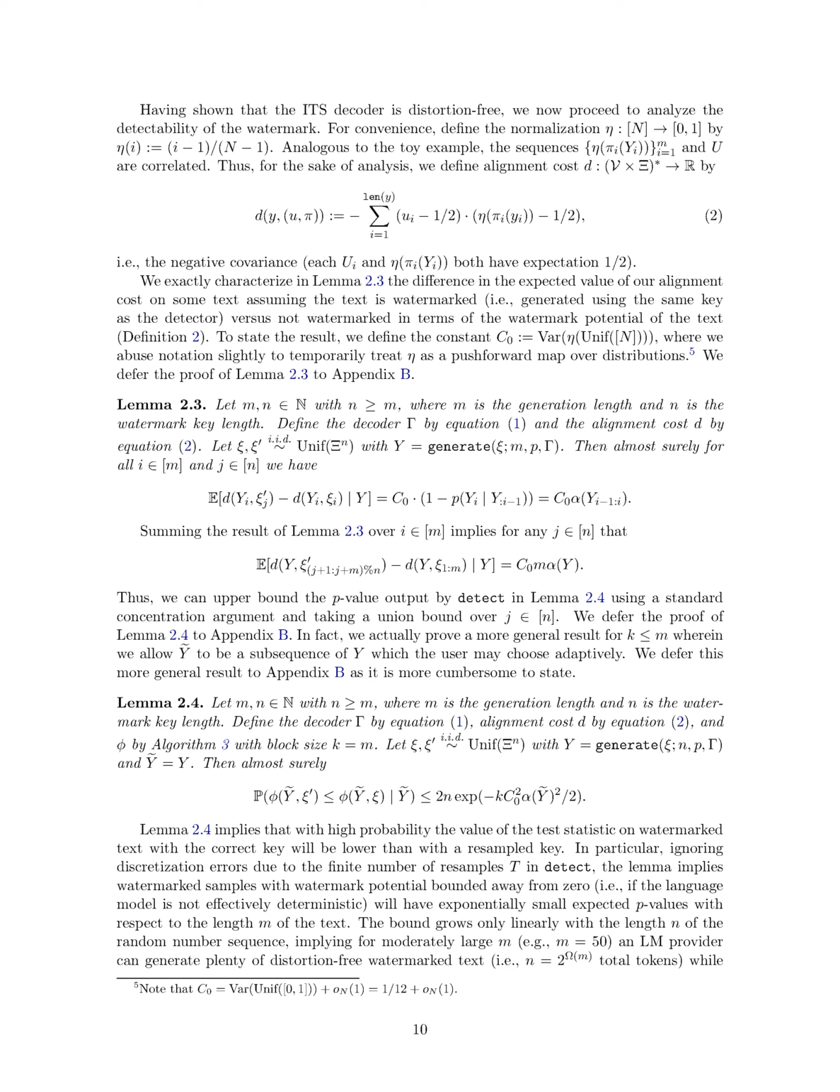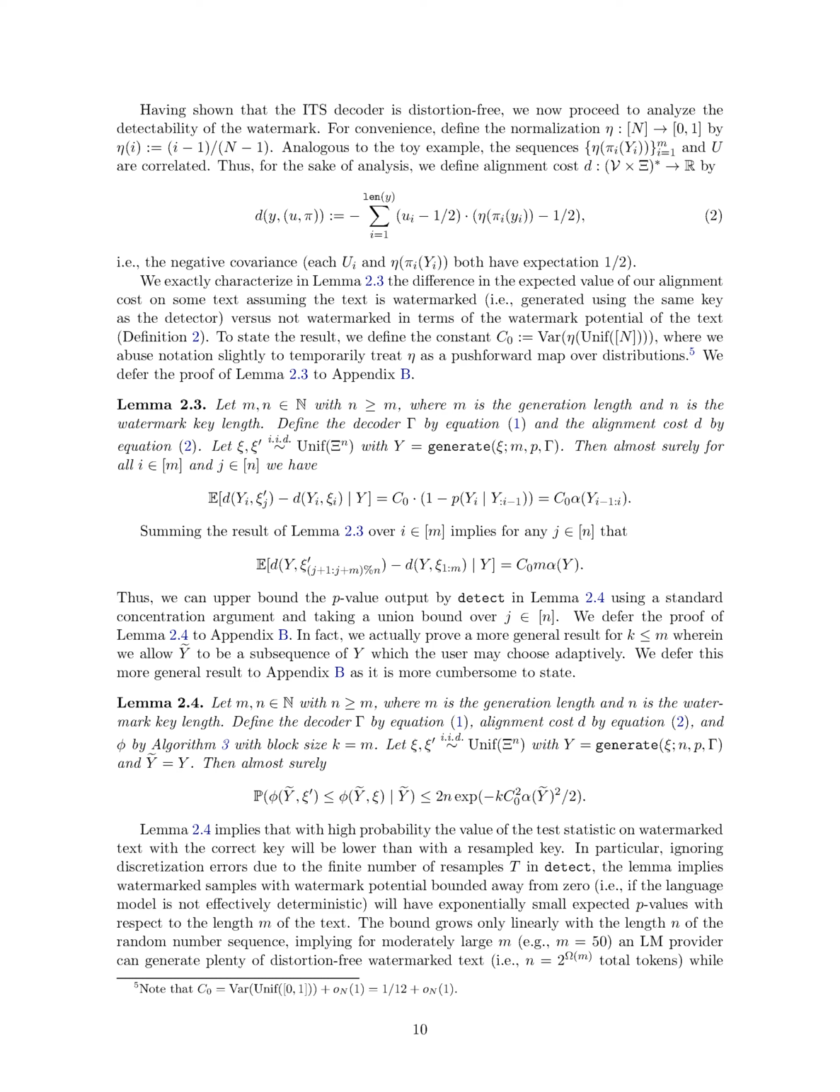After establishing that the inverse transform sampling decoder is distortion-free, we move on to analyze the detectability of the watermark. For convenience, we define a normalization function η that maps n to [0,1]. Similar to a simple example, the sequences η(π_i(y_i)) for i equals 1 to m, and u are correlated. For analysis purposes, we define an alignment cost function d that measures the negative covariance between each u_i and η(π_i(y_i)), both of which have an expected value of 1/2.